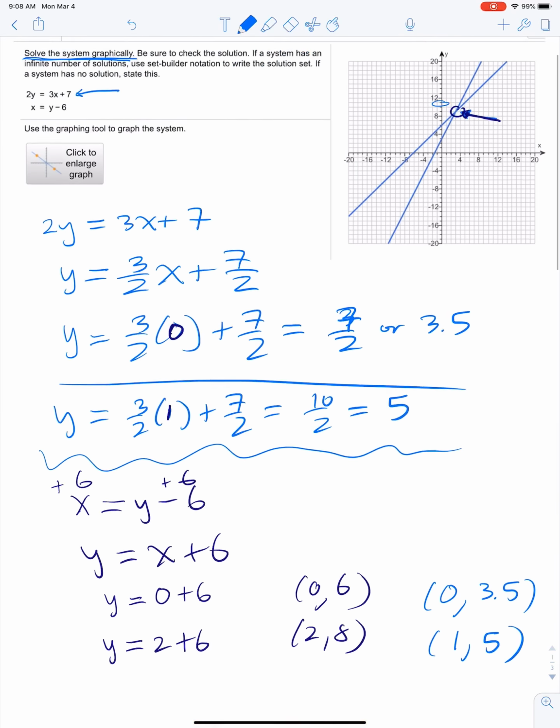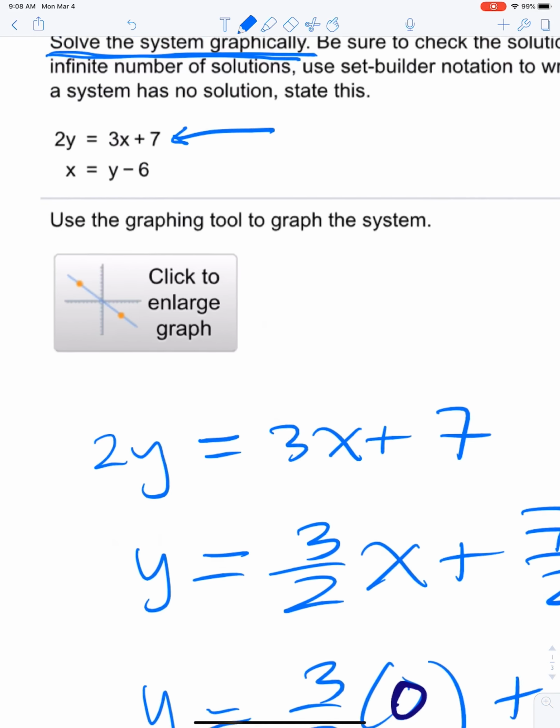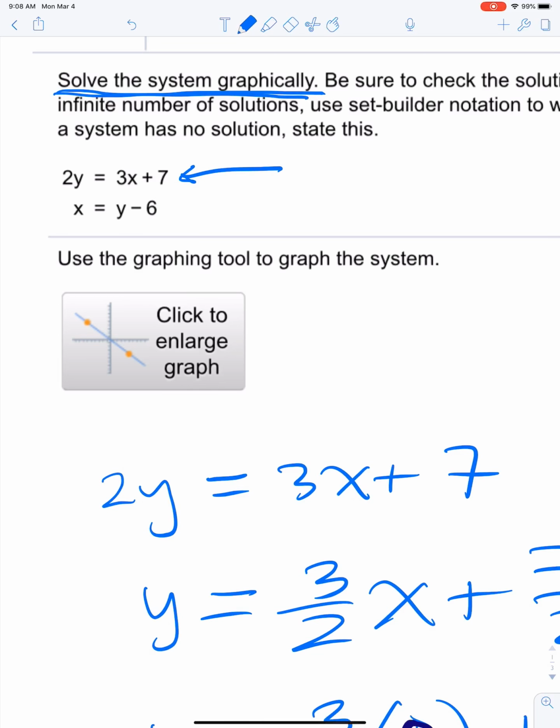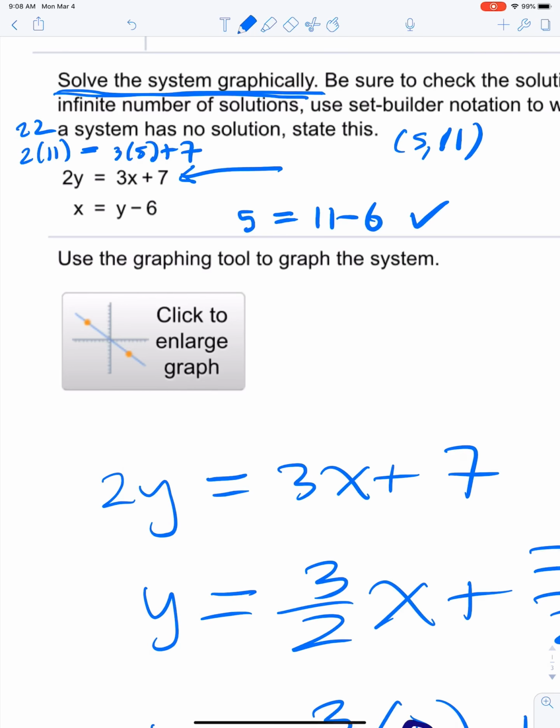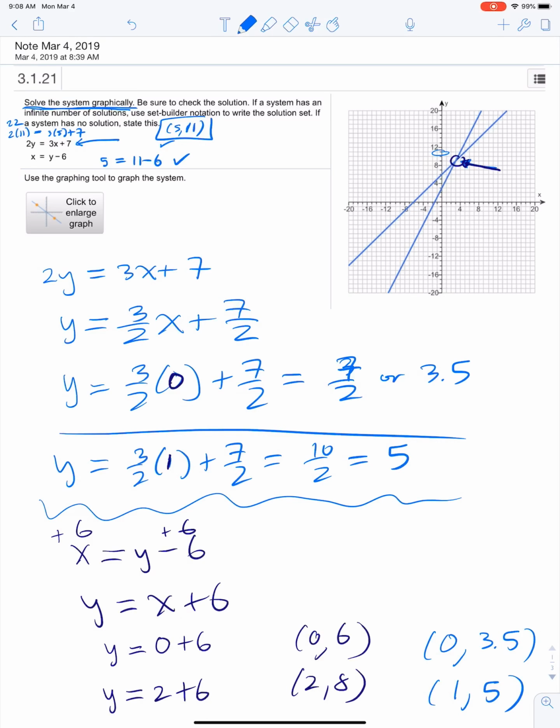Now we can check that (5, 11) and see if it works. Come over here and let's see. If we plug in 5, does that equal 11 minus 6? Yes, that works. And what about this one? Is 3 times 5 plus 7 equal to 2 times 11? Well, that's 22, and that's 22. So yep, they both work. So that's the answer, (5, 11), and that's how you do it.